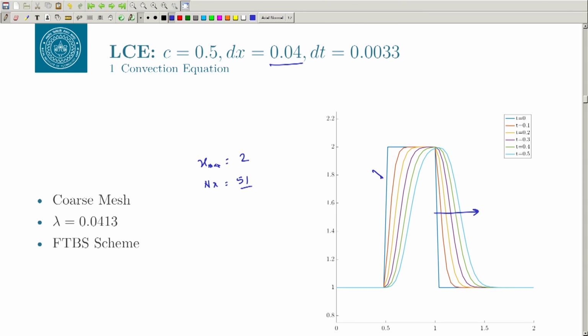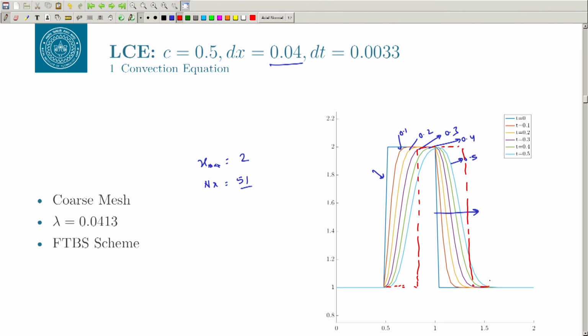This is your t equal to 0, this is t equal to 0.1, 0.2, 0.3, 0.4 and 0.5. But you can see that it does not maintain that sharp shape. You would expect that your solution would look something like this, like we saw in the earlier slide. There is no diffusion.